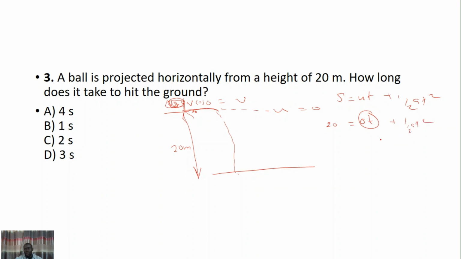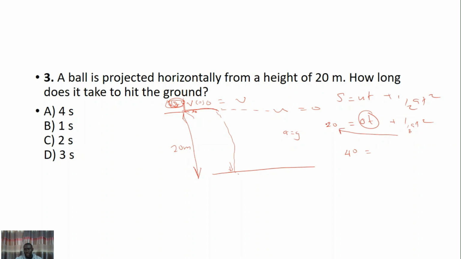Okay, so this will be 40 is equals to, and don't forget that a is equals to g, because it is coming down, it is accelerating, right? The g is plus, right? That will be 40. This is how I got 40.